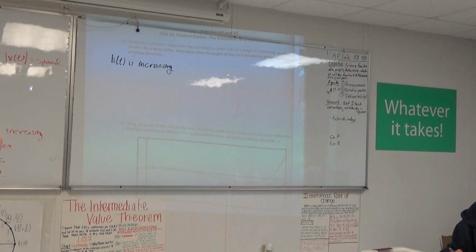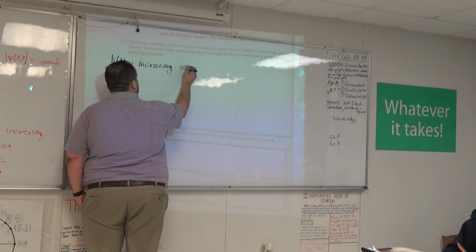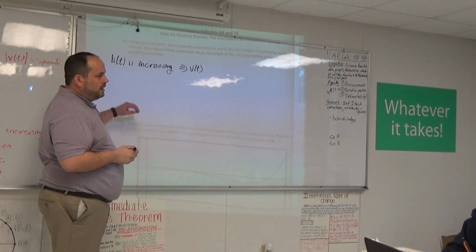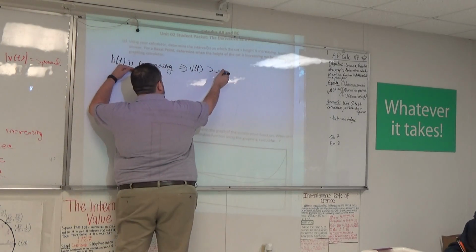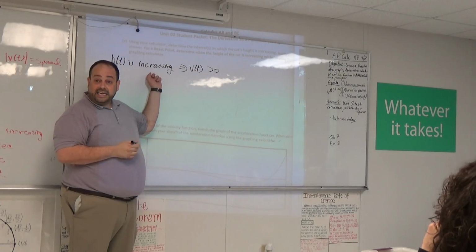So you've got the graph of the velocity in front of you. What's the thing that we would look for? If the height is increasing, Palamon, what are you looking for in terms of velocity? If the height is increasing, then that means velocity must be positive. Yes. Because velocity is the derivative of the height.